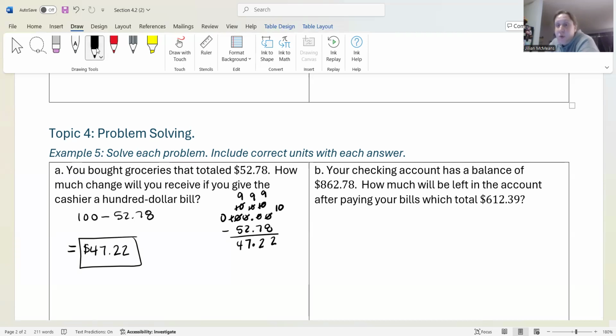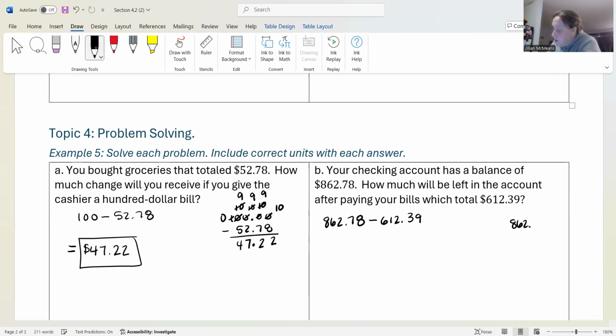Okay? Now, for part B, it says your checking account has a balance of $862.78. How much will be left in the account after paying bills, which total $612.39? Well, we want to write a model to represent this situation. Remember, the model is just the math problem that we need to solve. So we have a balance of $862.78. We have bills that total $612.39. When we're paying bills, we're unfortunately reducing our bank account. So we want to subtract $612.39.